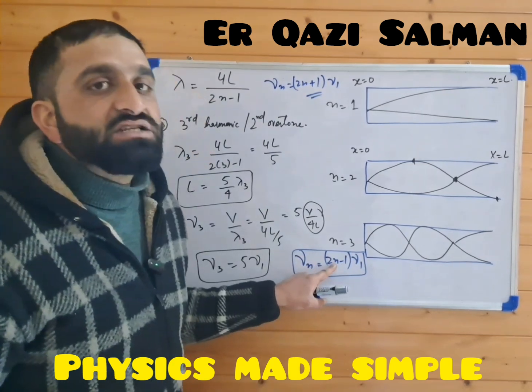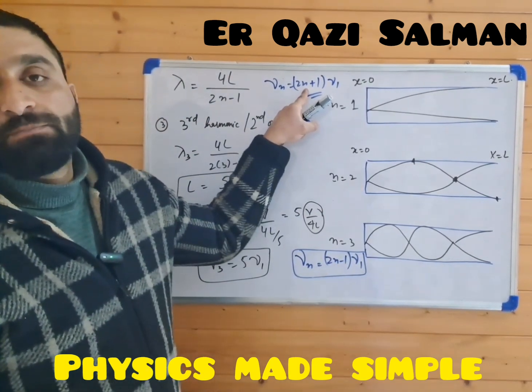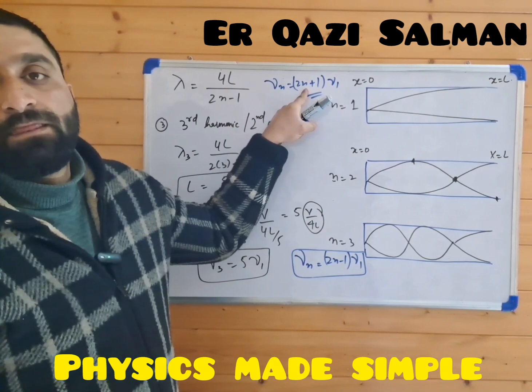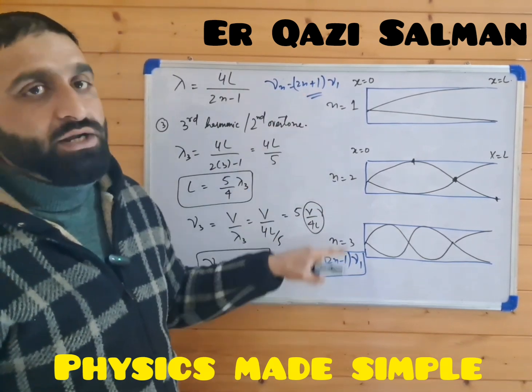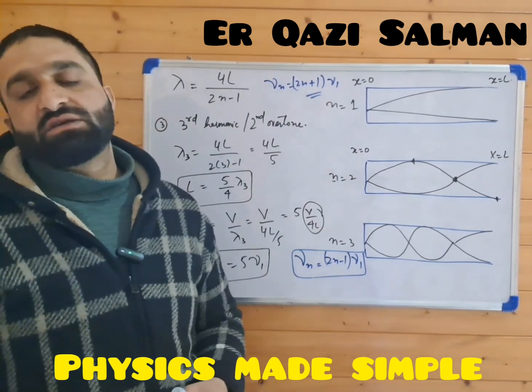Here n starts from 1. Here n starts from 0. This is the difference between the odd integral multiple written as 2n minus 1 or 2n plus 1.